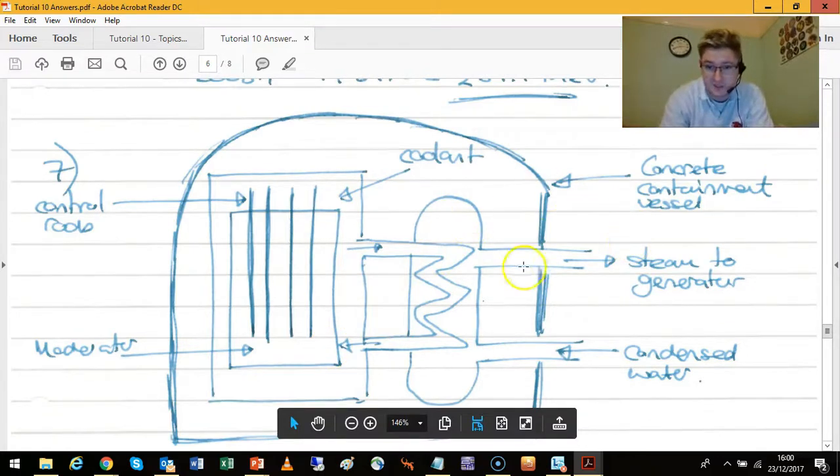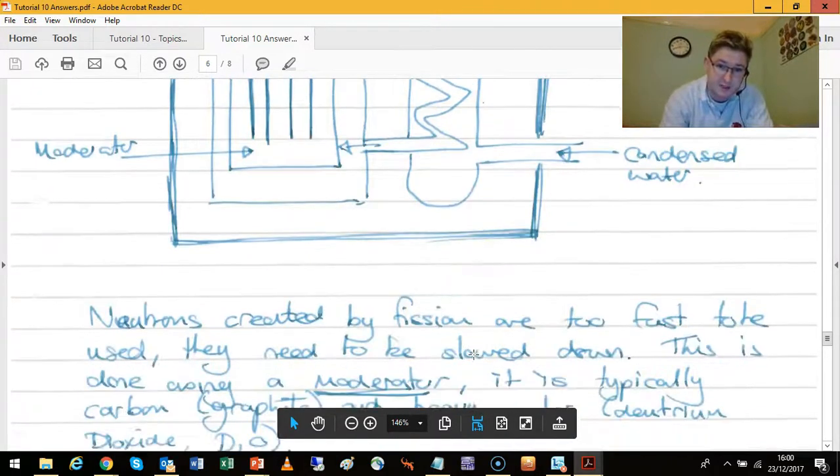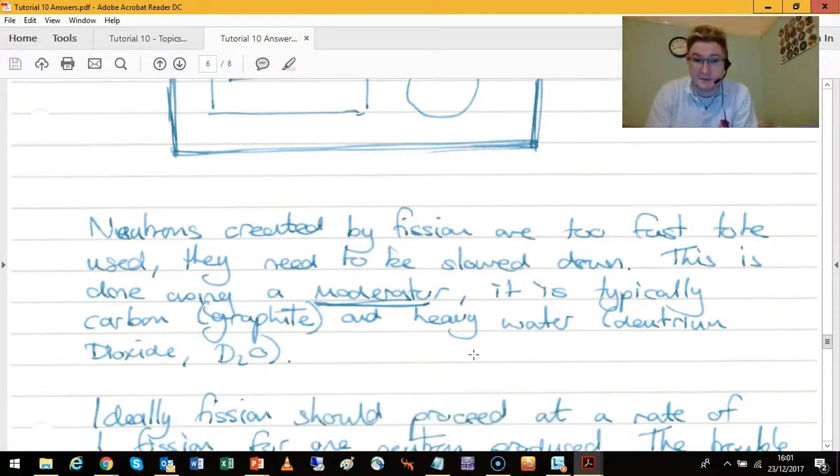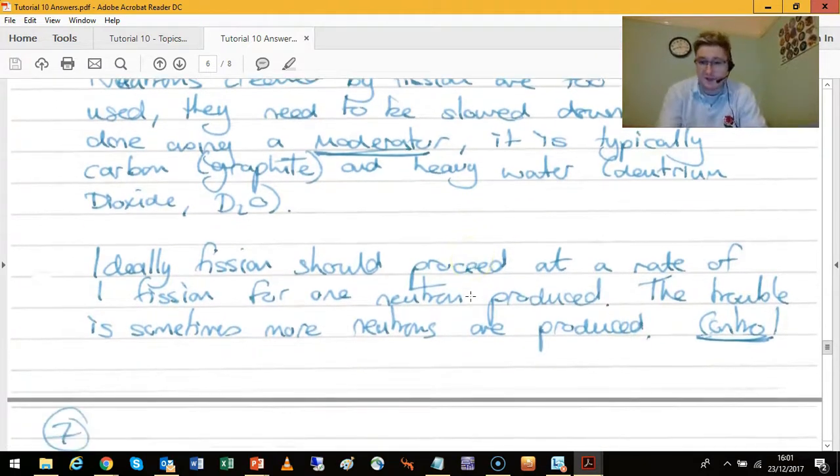That's used to heat the steam, which goes to the generator, and the condensed water comes back from the cooling tower. Again, neutrons are created by fission, and they need to be slowed down, so that's the purpose of a moderator, which is typically carbon, graphite or graphene, and heavy water, which is deuterium oxide. Ideally, fission is produced at a rate of 1 fission for 1 neutron.